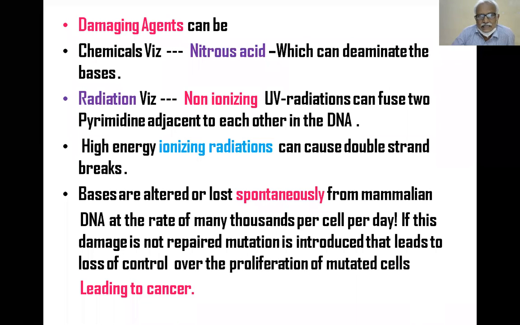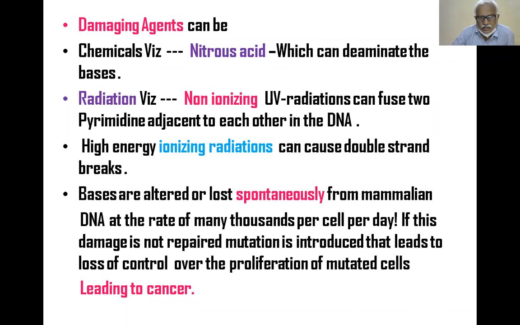Damaging agent: radiation. Non-ionizing UV radiations can fuse two pyrimidines adjacent to each other in the DNA. High energy ionizing radiations can cause double strand breaks. Bases are altered or lost spontaneously from mammalian DNA at the rate of many thousands per cell per day. So these are lost. Nobody can prevent it. We have to accept that this is a common general loss.